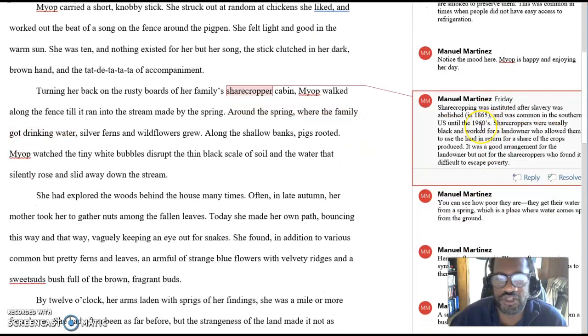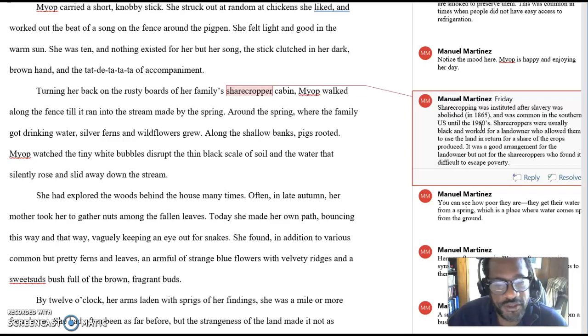Down here, it's mentioned sharecropping, turning her back on the rusty boards of her sharecropper cabin. And as I say in here, sharecropping was instituted after slavery was abolished in 1865 and was common in the southern U.S. until the 1960s. Sharecroppers were usually black and worked for a landowner who allowed them to use the land in return for a share of the crops produced. It was a good arrangement for the landowner, but not for the sharecroppers, who found it difficult to escape poverty.